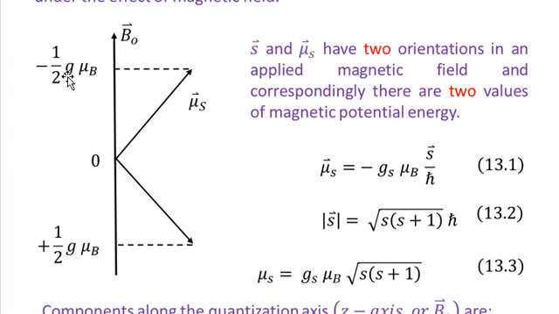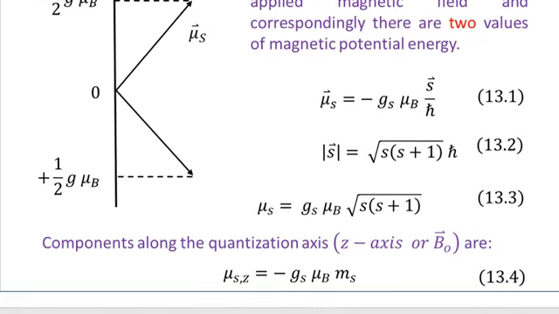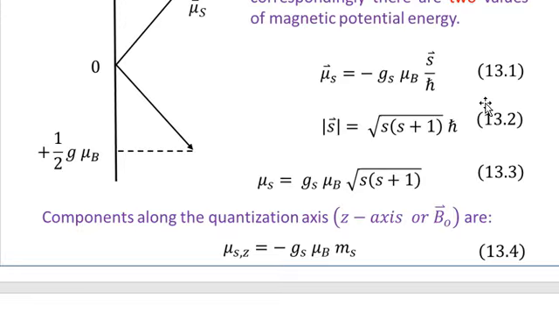Now, in order to see how we can obtain minus half g times mu B and plus half g times mu B, this is indicated in the next two to three equations. So next, I am going to take the z component of equation number 13.1. On the left hand side, the vectorial quantity mu s will be replaced by mu s comma z, as shown on the left hand side in equation number 4.